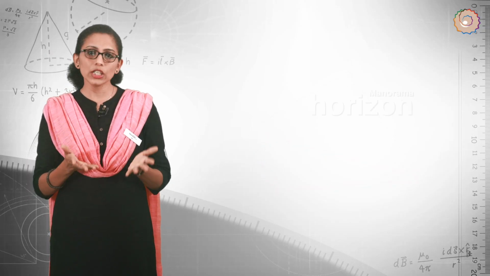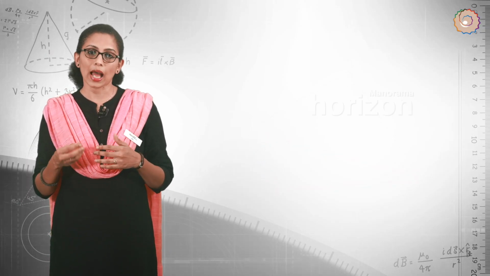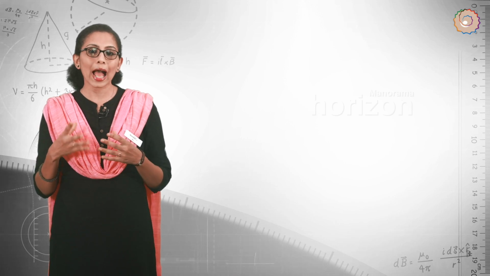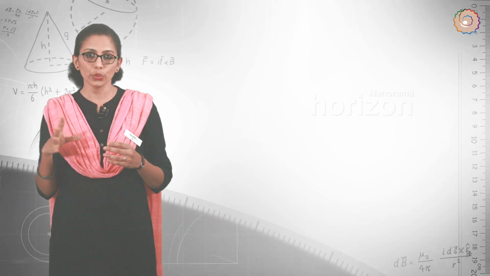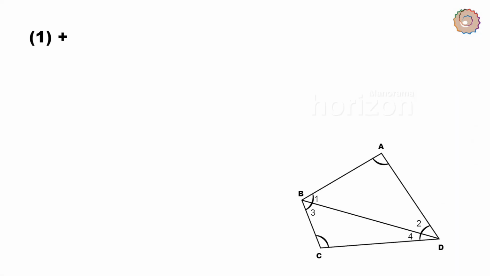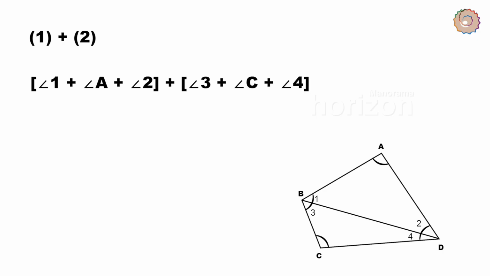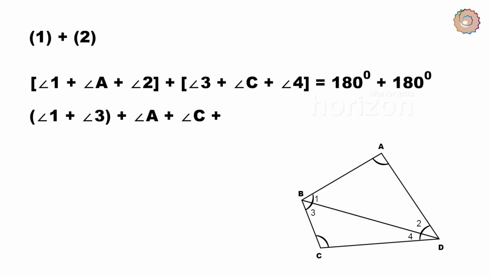Note, one can use any notation to represent the angle, either letters or numbers. Here I have used numbers, angle 1, angle 2, etc. So, adding equations 1 and 2, we get angle 1 plus angle A plus angle 2 plus angle 3 plus angle C plus angle 4 is equal to 180 degrees plus 180 degrees. Again we can write as angle 1 plus angle 3 plus angle A plus angle C plus angle 2 plus angle 4 is equal to 360 degrees.